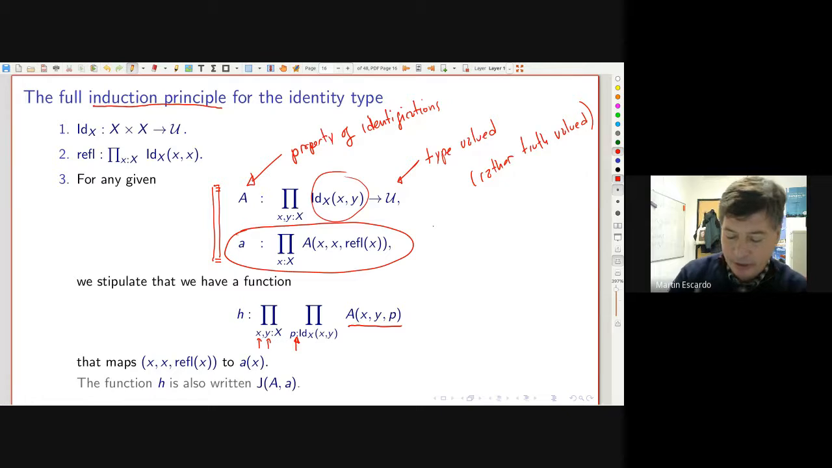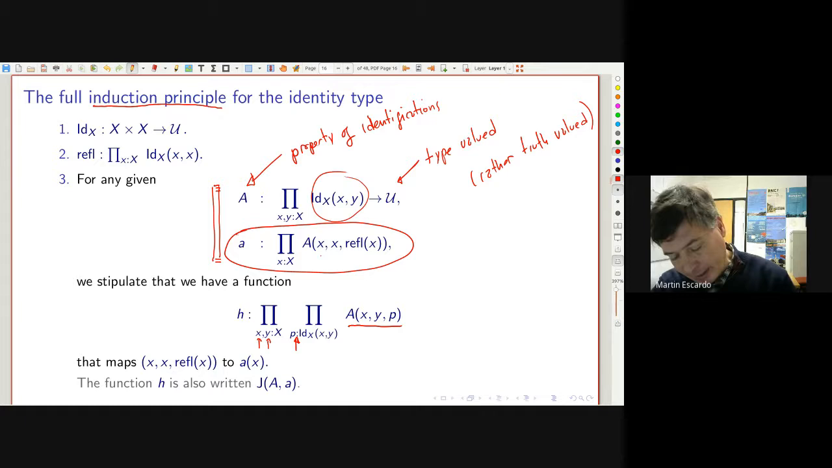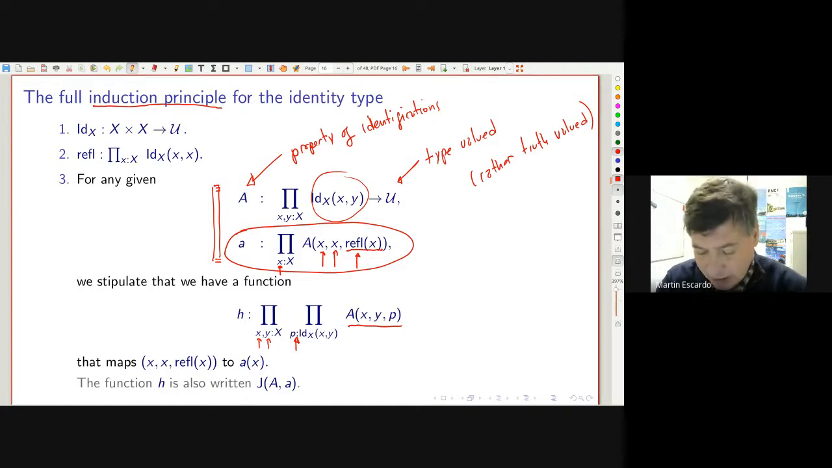So if you want to prove that for all identifications something holds, it's enough to prove that for any point X, the property holds for X and itself with the particular identification here. Yeah, so this is kind of magic, because it says to prove something for all identifications, you need to prove this for a particular one.